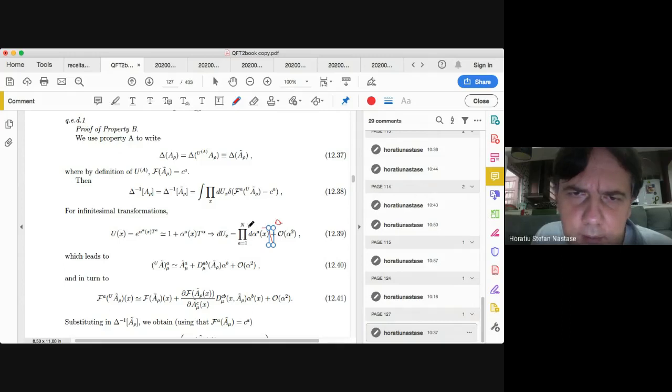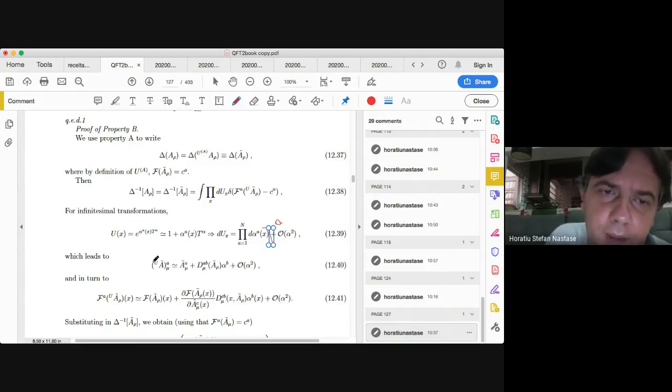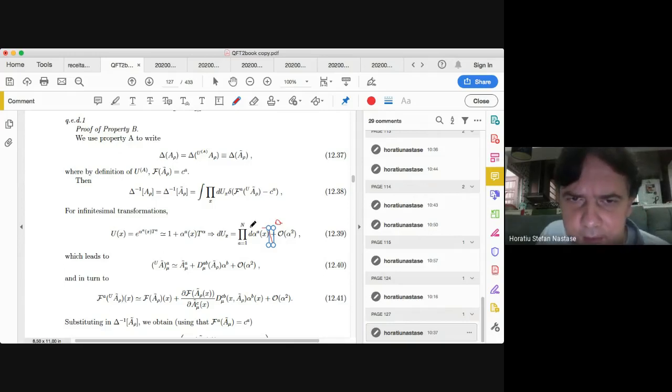Yeah, it's missing, and then it's a sum, of course. And then this is also a sum, I guess, which leads to A tilde transformed by U being A tilde plus the covariant derivative acting on alpha, right? That's the infinitesimal transformation of a Lie algebra field.